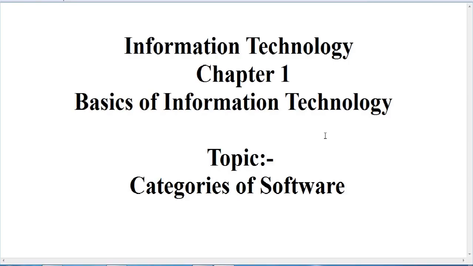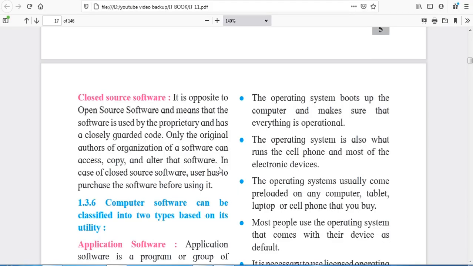Hello friends, in information technology, our chapter is basics of information technology and our topic is categories of software. We have already seen what is open source software and what is closed source software. In this lecture, we will see what is application software and what is system software. Let's see.